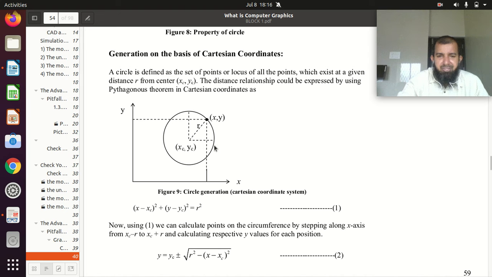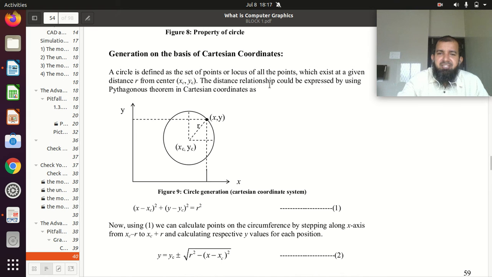It contains many points, or the locus of all the points which exist at a given distance r. All the points of that circle are at the same distance from the center. If you take this point, from here to here, the distance is the same. If you take this point, from here to here, the distance is the same. So the distance is the same from the center to the circle.